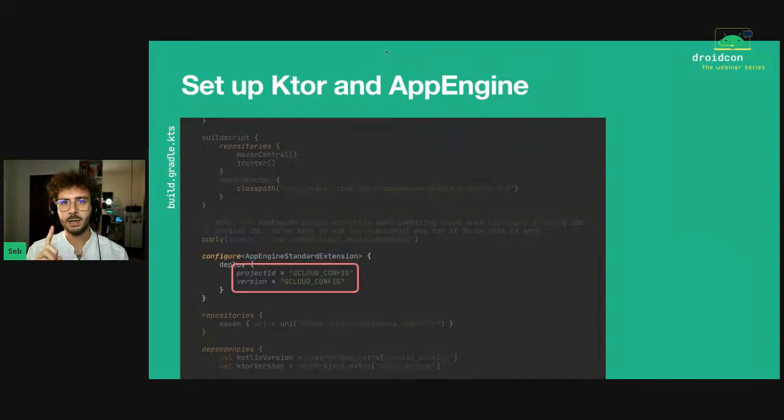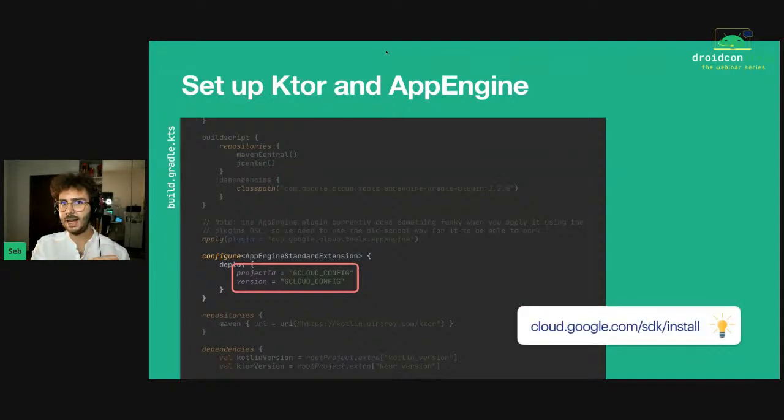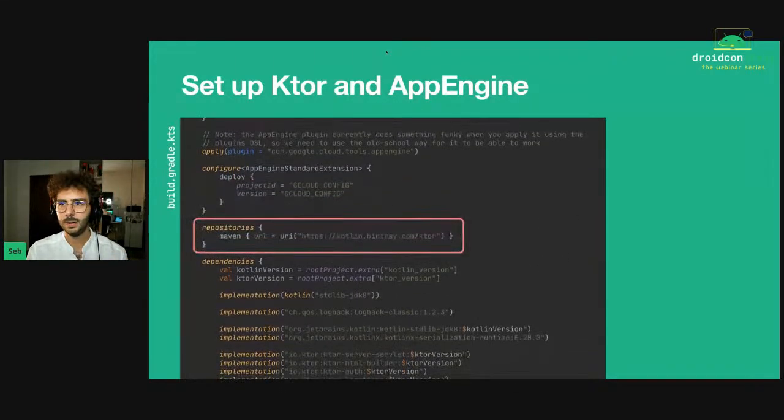We need to specify the project ID and the version. We're using these two specific values because the plugin knows that when it sees those values, it will go and get those values from the configuration you defined in the Google Cloud SDK a second ago when we did gcloud init. Again, you can follow the instructions on how to install the SDK there, and it will also explain this stuff a bit better. I'm just going to cruise through it.